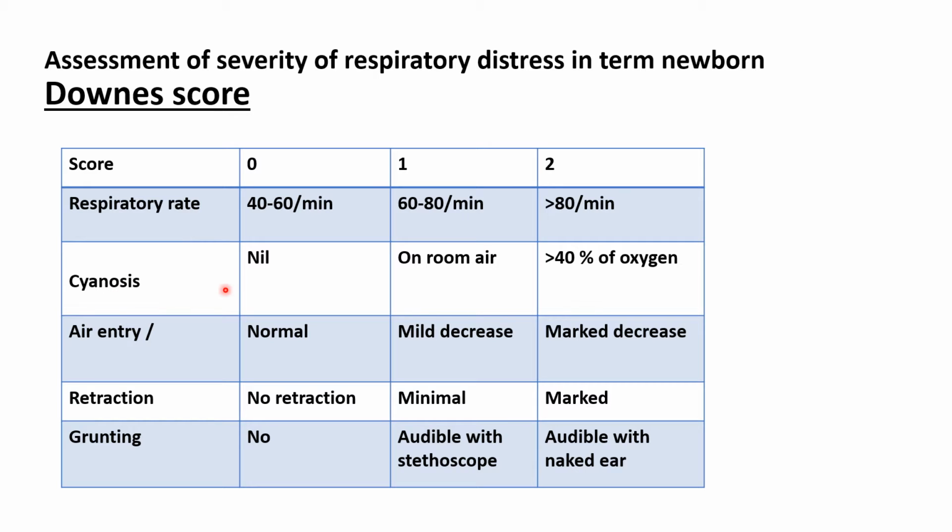When patient is having no cyanosis, then 0. If patient is having the central cyanosis, even on room air, we label as a 1. If more than 40% oxygen is already given to the patient, still the patient is having the central cyanosis, then 2 score. Air entry normal, 0 score. Mildly decrease, 1. Marked decrease, 2 score.